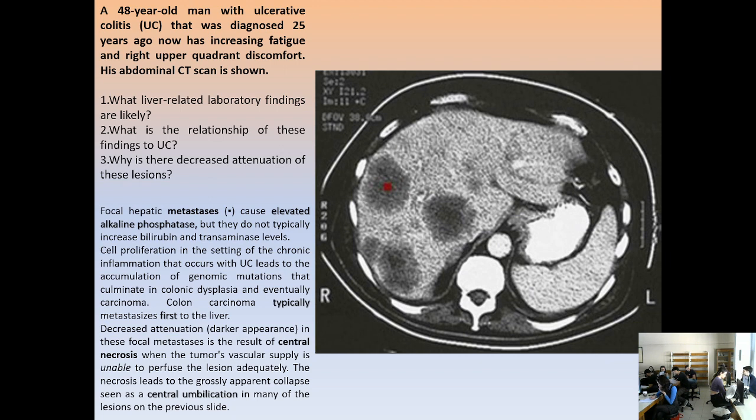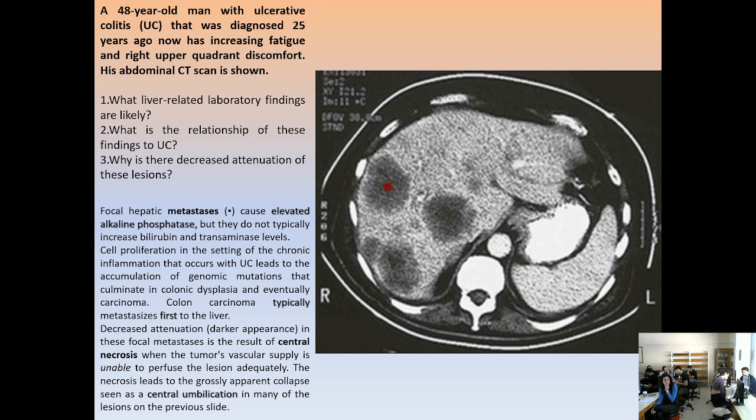It is just suggestive, because it means when alkaline phosphatase is increased, there is an obstruction in bile circulation. It could be cancer, it could be a benign tumor, it could be a stone. But in conjunction with this image and the long-standing history of a predisposing factor to cancer development, this most probably means metastatic disease.